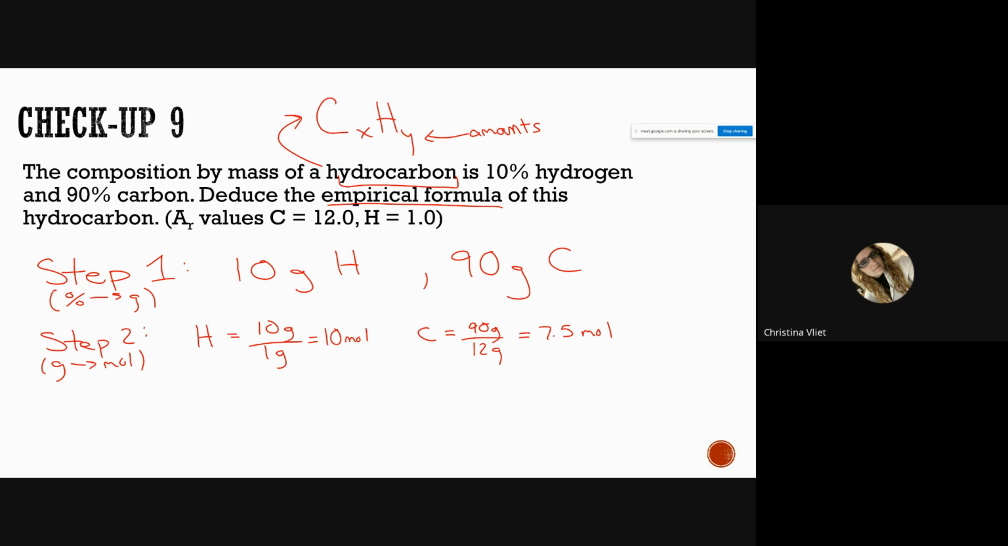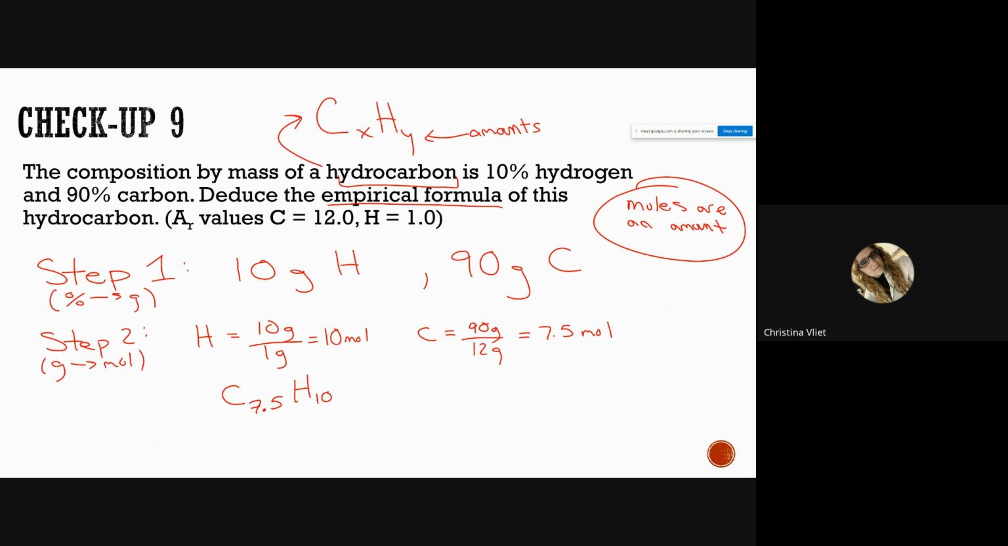Technically, once you have moles, you have an amount. Moles are an amount. Just to be clear, they're an amount of particles. So technically, once I have the moles, I can put those numbers into the formula here, right? So I have C7.5H10. I know that when I have 7.5 moles of carbon, I have 10 moles of hydrogen. That's what we know. Now, is that an empirical formula right now? No. That's the ratio, but that's not the empirical formula.